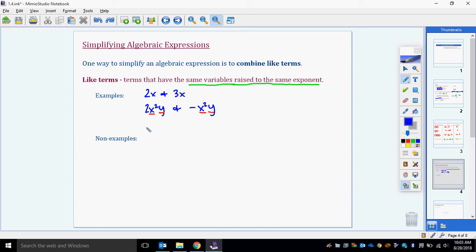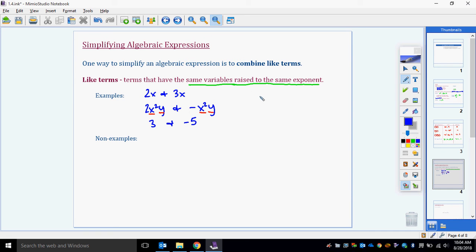Something that you may not find as like terms is items like 3 and -5. Those are like terms because they have the same variable, which is nothing, and that variable is raised to the same exponent, which is nothing. So we can combine them.